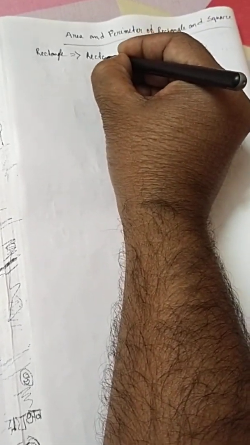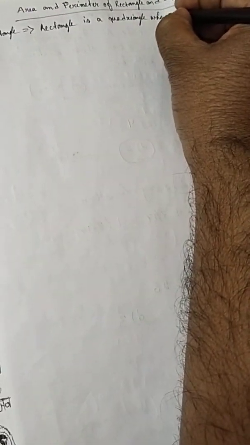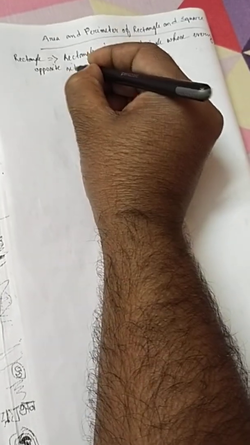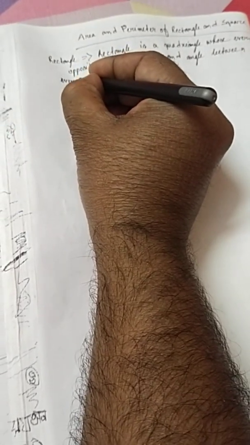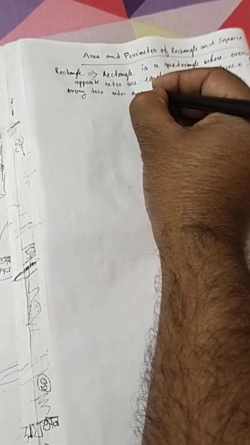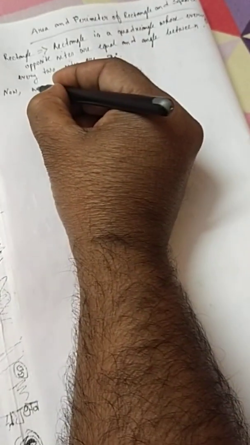Rectangle is a quadrangle whose every opposite sides are equal and angle between every two sides are 90 degree. Now we can draw a rectangle.